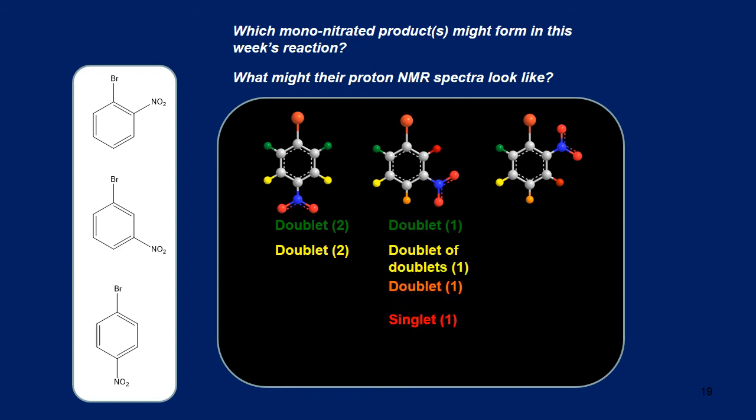Notice the couplings here. We expect the green to be a doublet, the yellow to be a doublet of doublets, the orange to be a doublet, and the red to be a singlet in the case of our meta-substituted product. Now take a moment and try to figure out the multiplicities of our next one, the ortho-substituted.